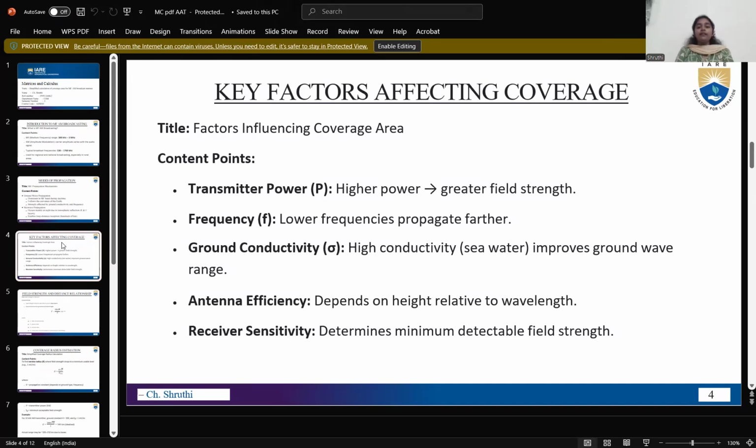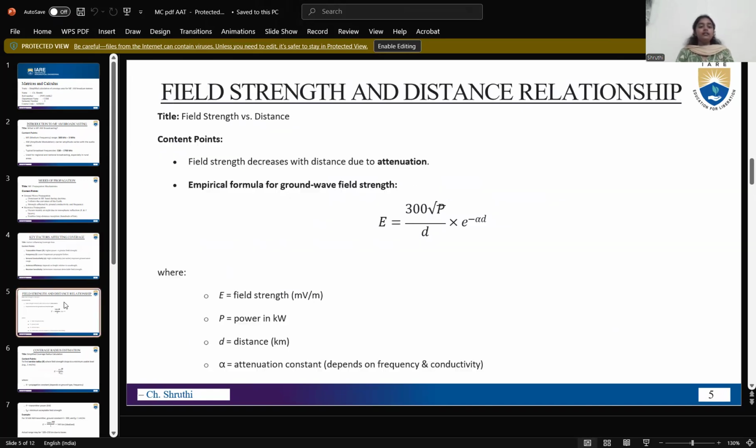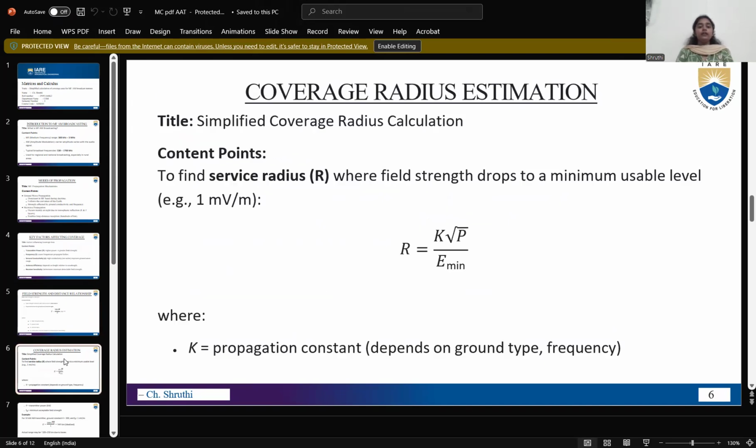Then the key factors affecting the coverage area, like transmitting power, frequency, ground conductivity, antenna efficiency, receiver sensitivity. And then it is about the field strength and the distance relation. The formula is E equals 300 root P by D into e power minus alpha D. The next slide is about the coverage radius estimation. The service radius capital R equals K root P by E minimum.